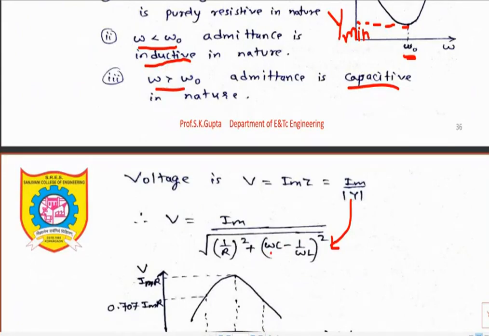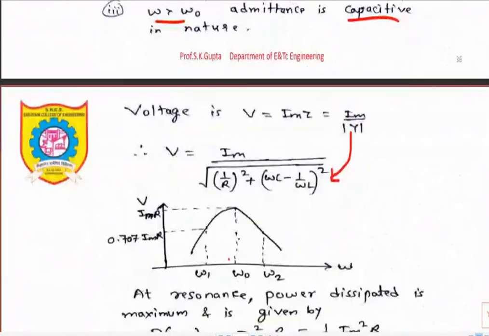So I can try to plot a graph. So I will get this type of nature. This is a mathematical equation. If you put different values of omega, what will you get? You will get some peak, and then again it will decrease. So the voltage is maximum at resonant frequency. At omega naught, you can see that the voltage value is maximum.